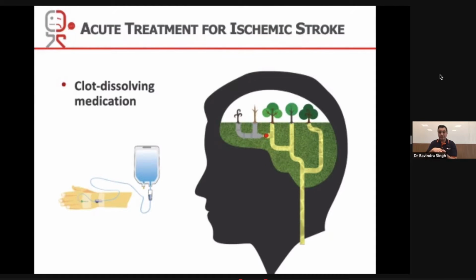As you can see in the video, if this medication is given properly and in a timely manner, then it can dissolve the clot. And there are time limitations for that.